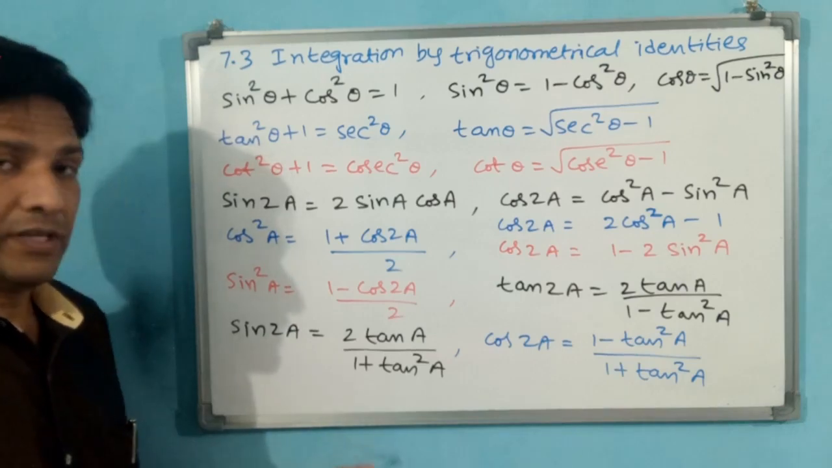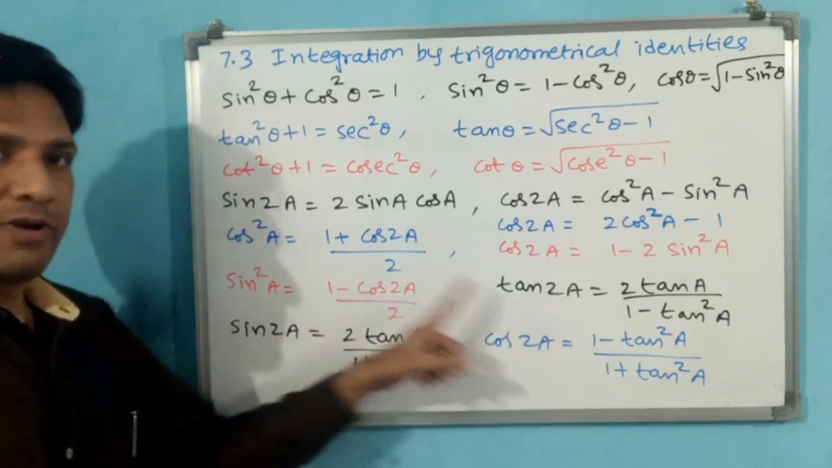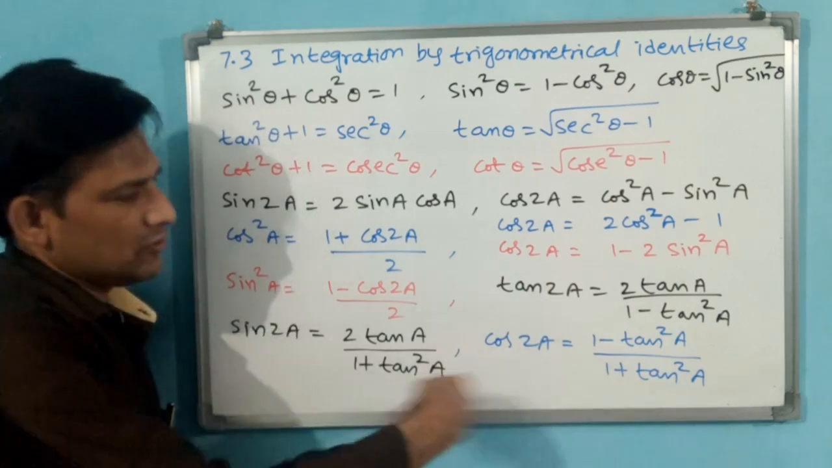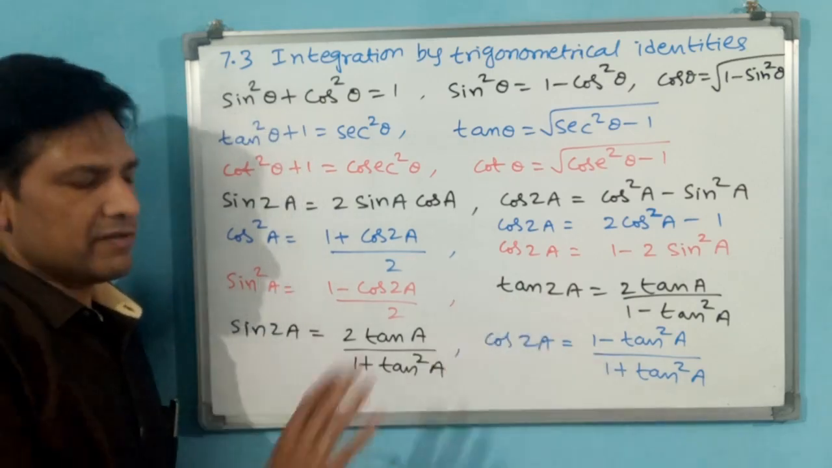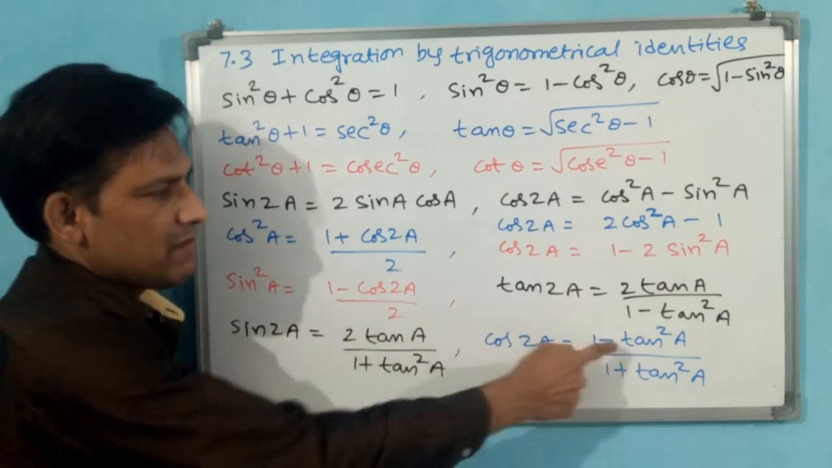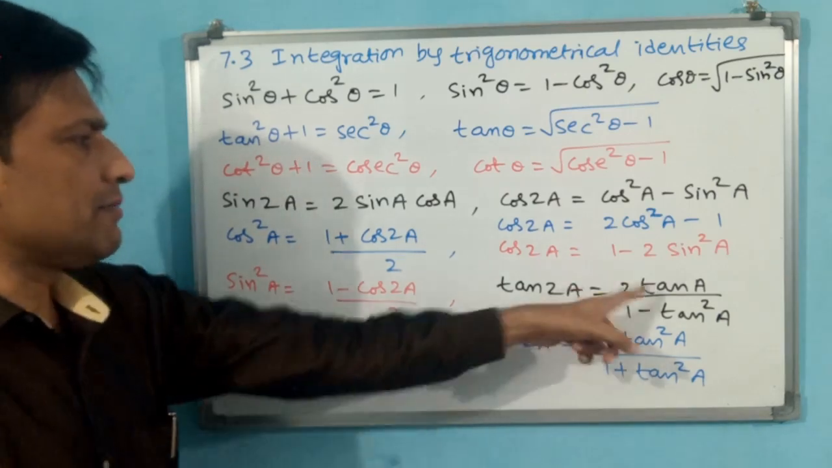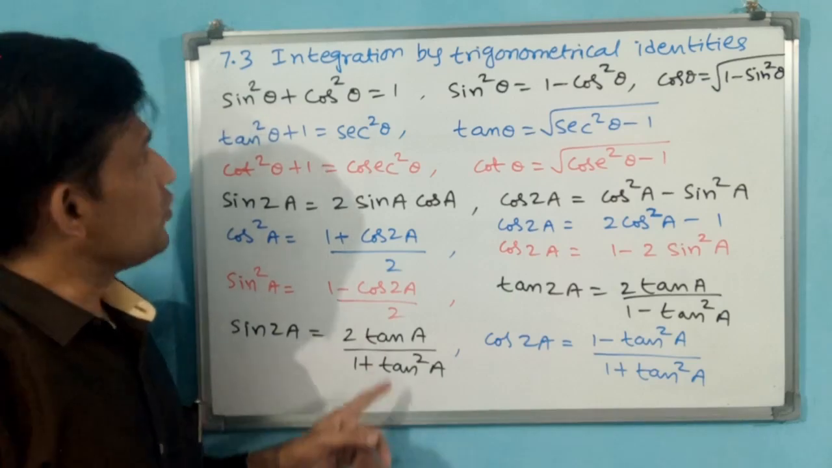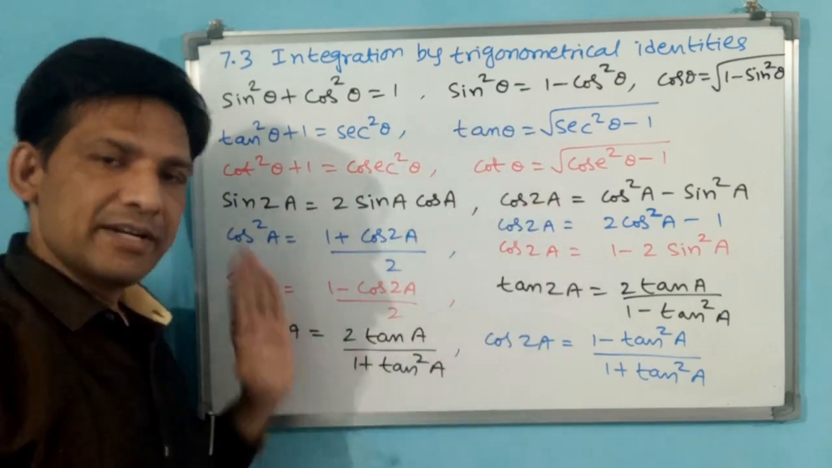How it has come, you see: tan 2a we know is sin 2a by cos 2a. If you divide, the denominators are the same and automatically get cancelled, giving 2 tan a by 1 minus tan square a. This is the logic here. Note down some more identities we will see.